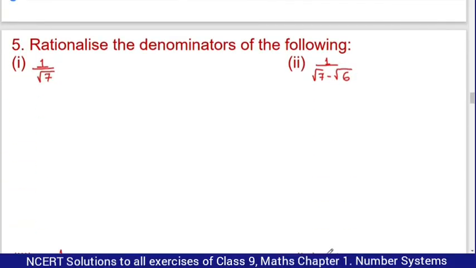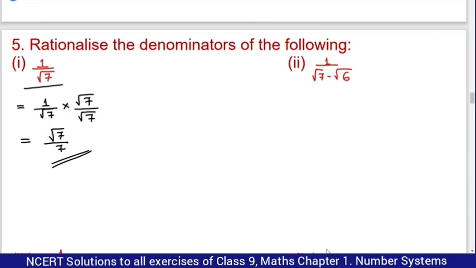Question number 5. Rationalize the denominators of the following. First one, 1 by √7, which is equal to 1 by √7 into √7 by √7, which is equal to √7 by 7.